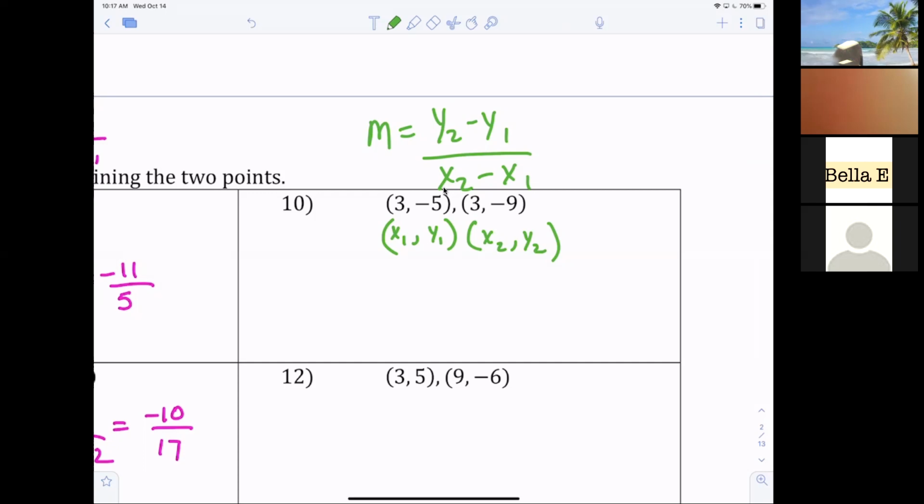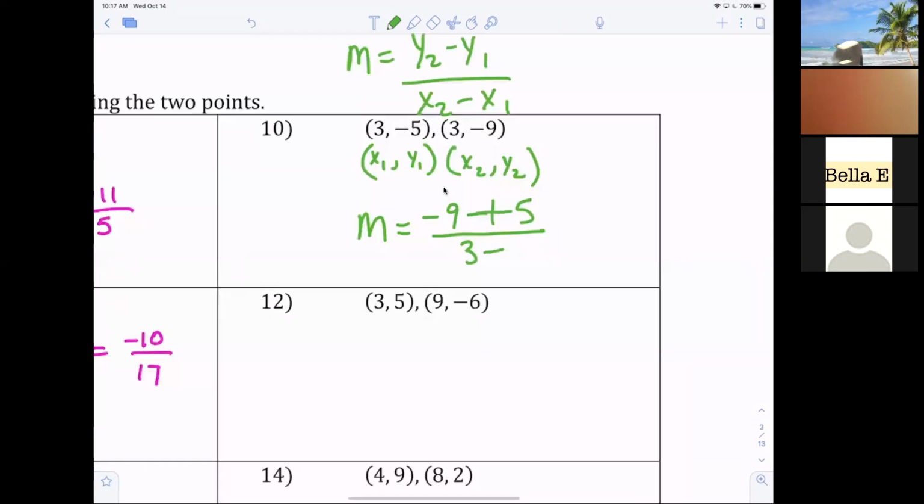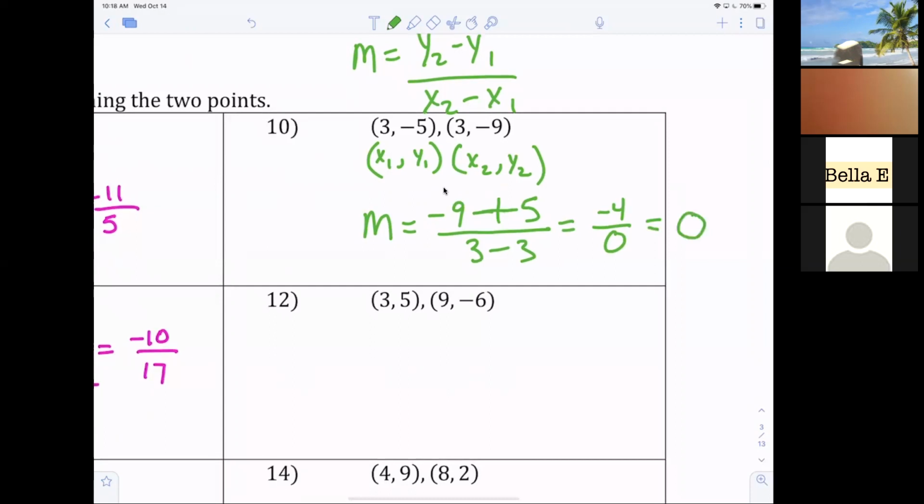So this is actually -9 plus 5 over 3 minus 3. Uh-oh. 3 minus 3 is what? 0. So I'm not allowed to have 0 in the denominator. So that means the slope has no slope, which you now know means that had to be a what type of line? Vertical line. Anytime 0 is in the denominator, it is a vertical line.